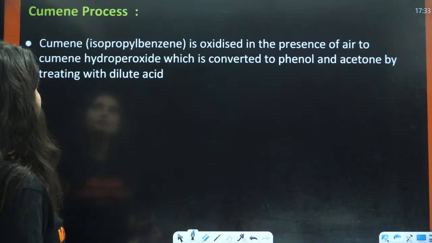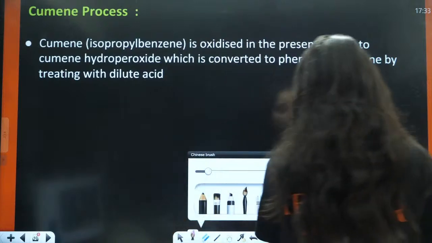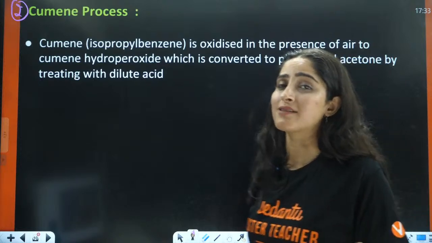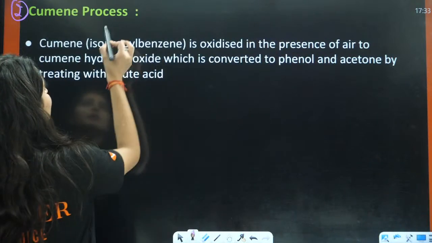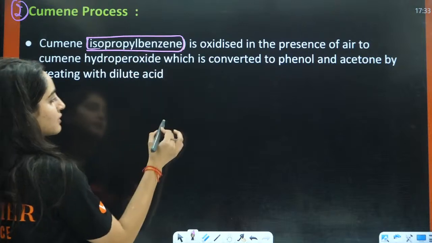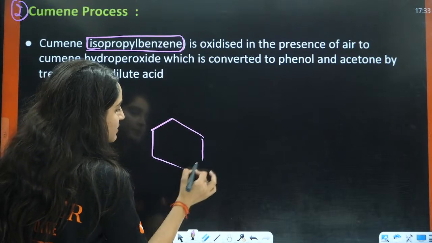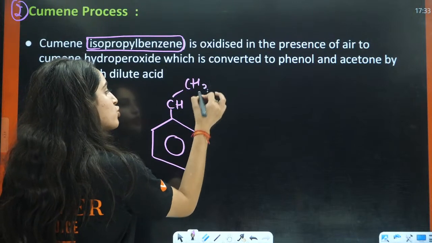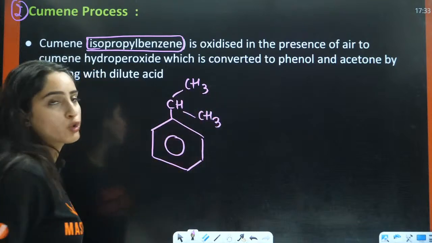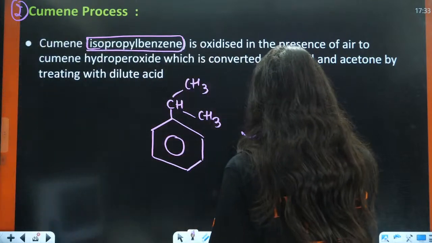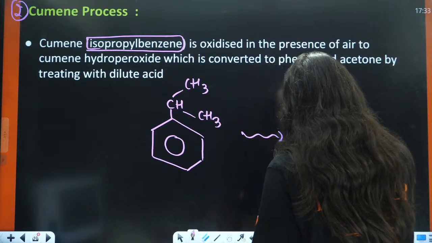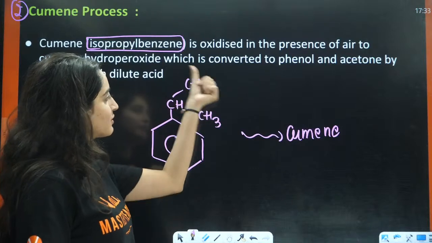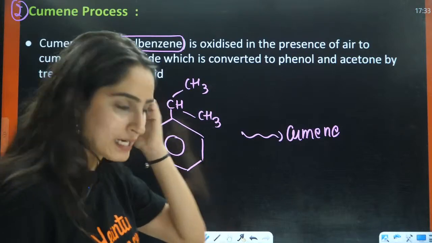Now next is the Cumene process. Again, a very important process. For the Cumene process, you need to understand what exactly this Cumene is. Cumene is nothing but isopropyl benzene. That means you have this benzene, and on this benzene, you have an isopropyl group like this. This is called Cumene. So here, we will add oxygen, and then we will convert this Cumene into phenol and acetone. Let us see what we are going to do.